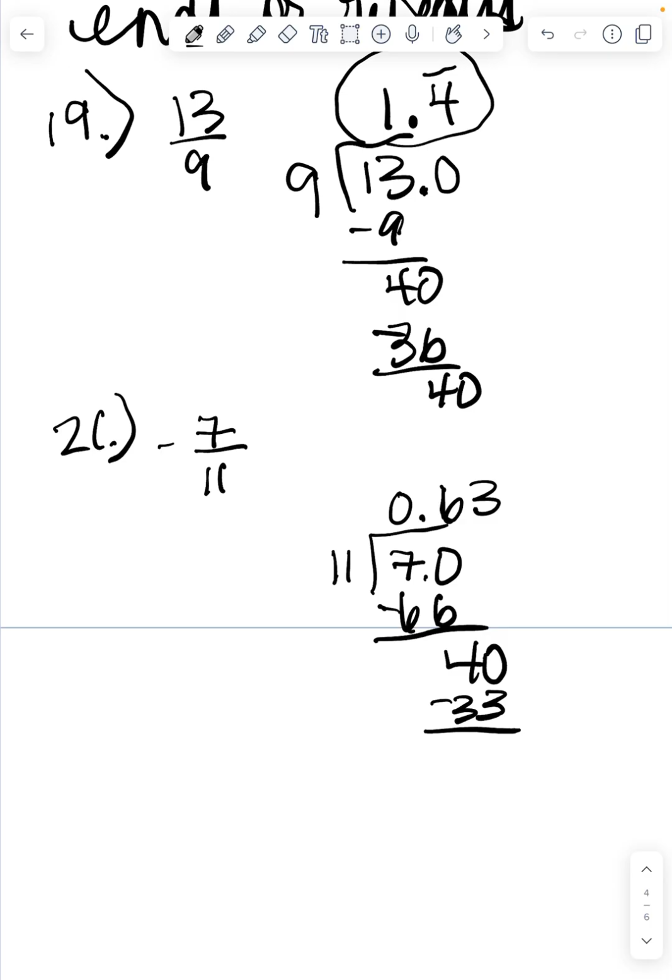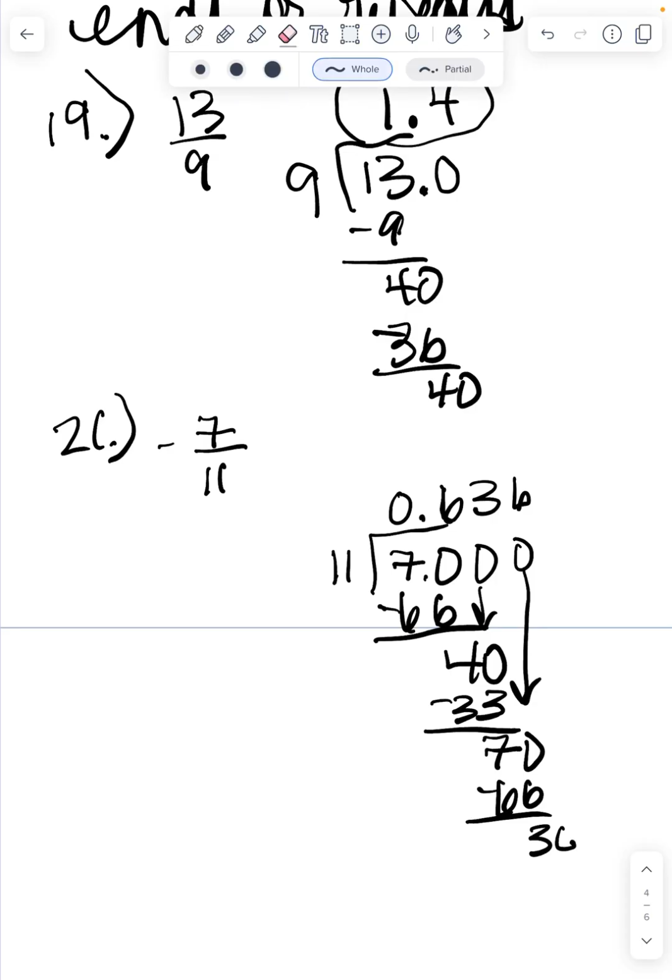Let me see if I did something wrong here. Oh, I see. Okay, so we're going to get a 7. All right, and then, wait, I brought this down. Okay, so we need to bring another one down. And that's going to get me a 6. And then, oh, I keep subtracting that wrong. That's going to get me a 40.